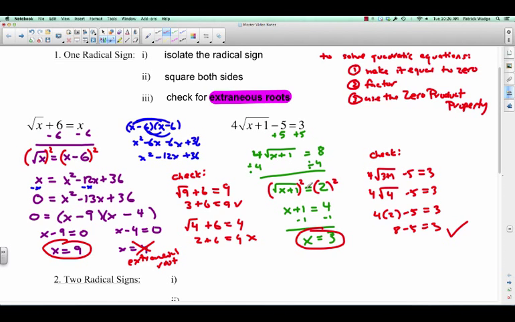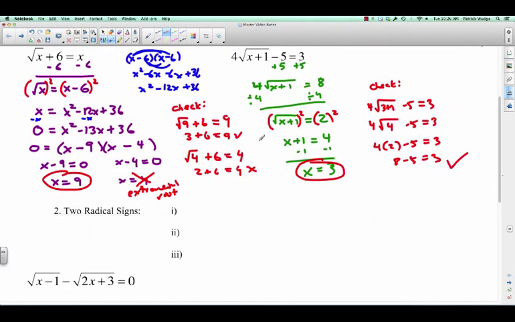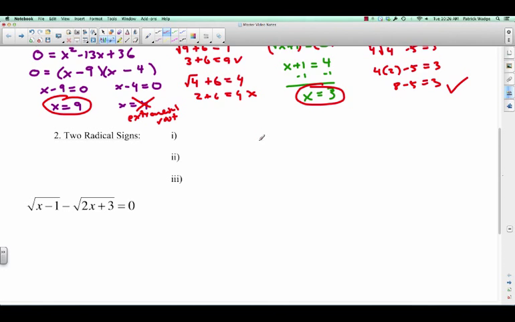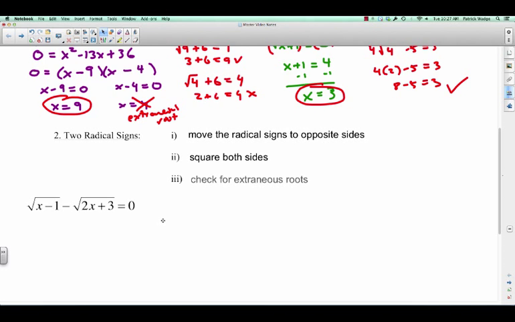All right, that is the first type. Remember, that was the medium one. Now we go to the easy ones. The easy ones is when you have two radical signs. It looks harder. It's actually a little bit faster. So what you do here is you move the radical signs to opposite sides of the equal sign. Then you square both sides, solve, and look for extraneous roots.